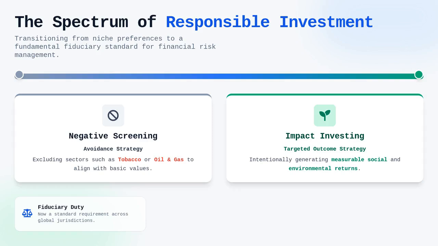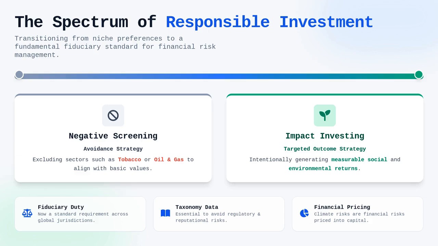As policymakers refine their definitions of what constitutes a sustainable economic activity, the reliance on taxonomy-aligned data becomes paramount for market participants to avoid reputational and regulatory hurdles. This entire ecosystem rests on the premise that climate-related risks are fundamentally financial risks that need to be priced into the cost of capital.